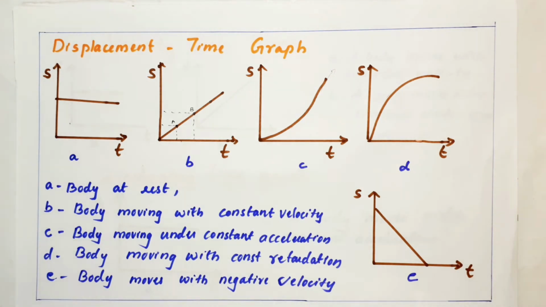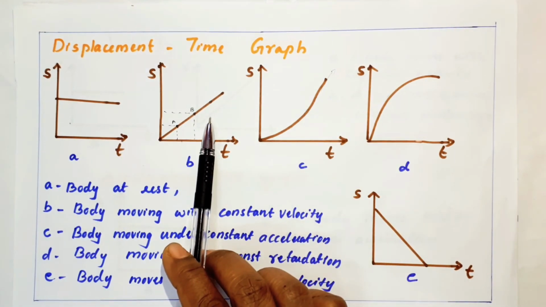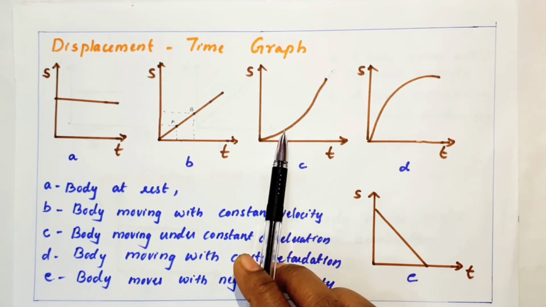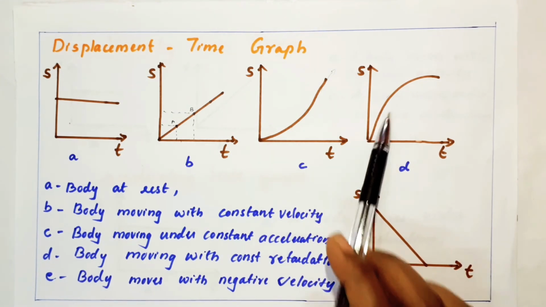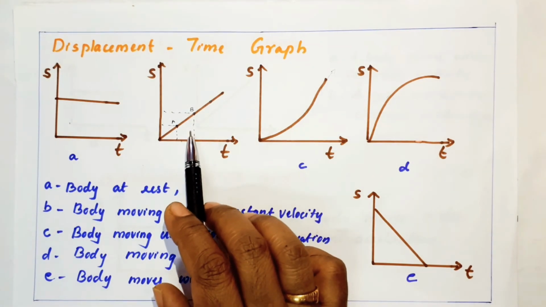So in short, what graphs did we do? We did only the displacement time graph, 5 special cases: body at rest, body moves with constant positive velocity, body moves with constant acceleration, body moves with constant retardation, body moves with negative velocity. So these are displacement time graphs.